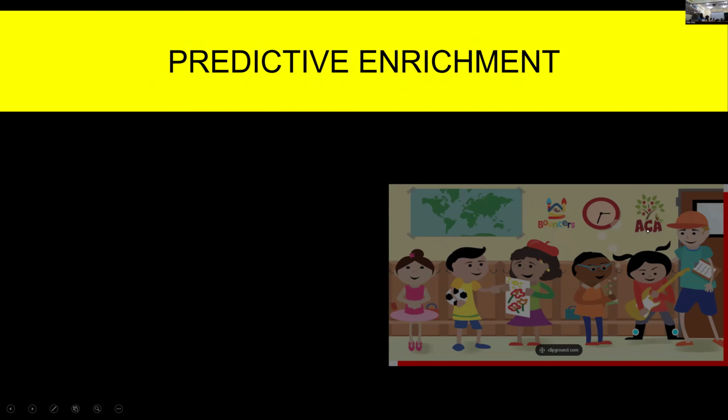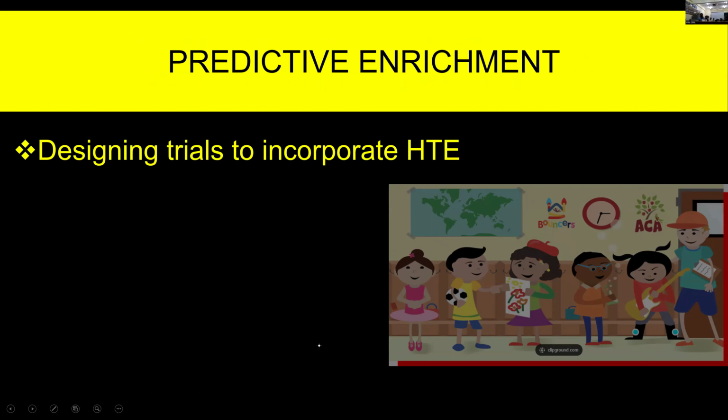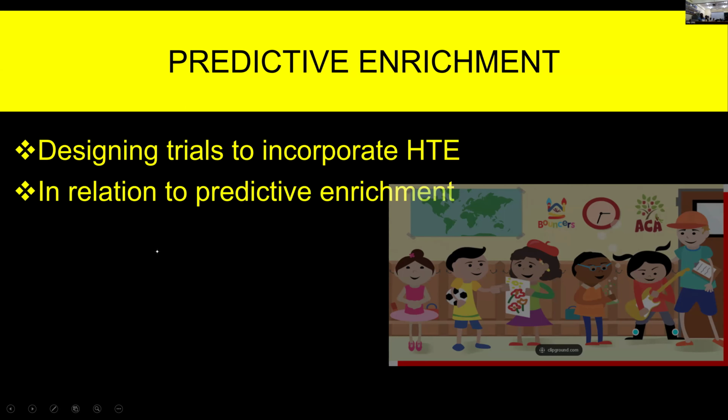So enrichment in schools is now like, if you want all our children must be doing good in drums, guitar, football, abacus, Vedic math. So we like to enrich ourselves. So that's called enrichment. So can we incorporate enrichment in our clinical trial design?